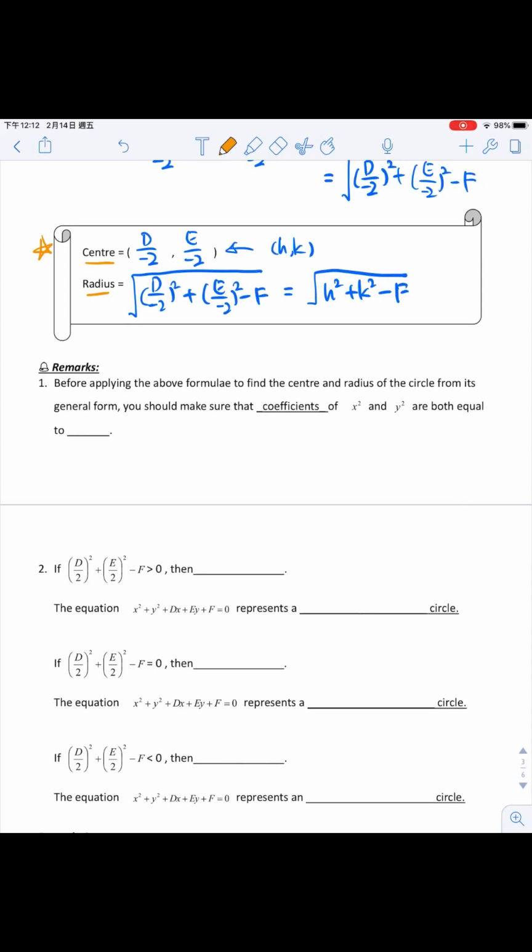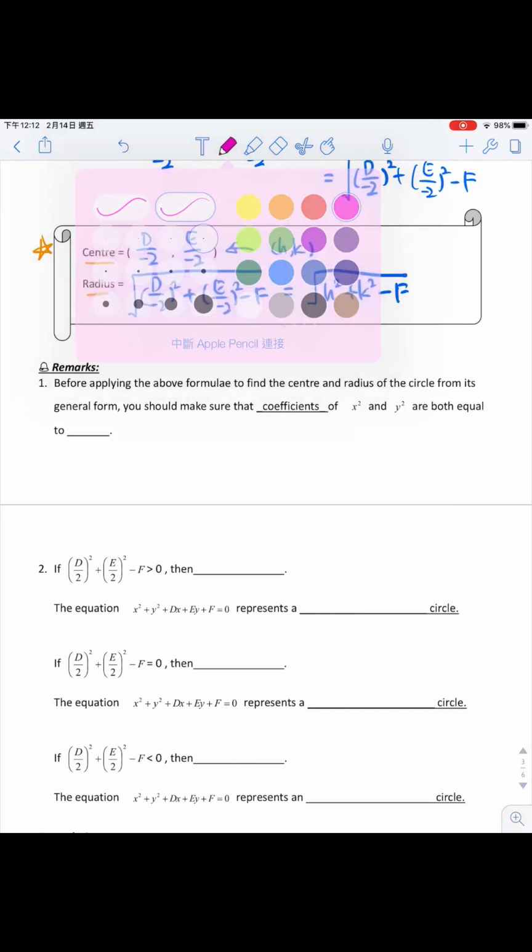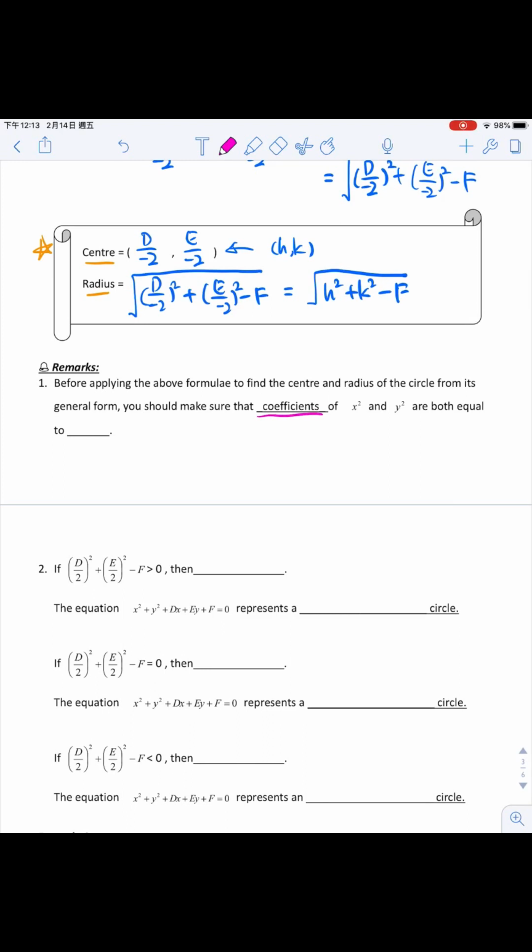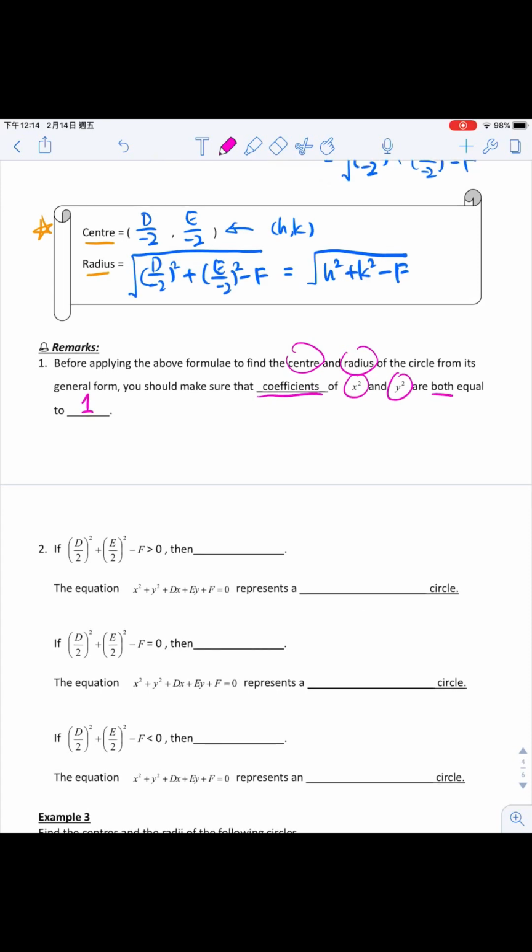There are some points to note here. Before we apply the above formula to find the center and the radius of the circle from the general form, what you should make sure is that the coefficients of x squared and y squared are both equal to 1 in order to use the formulas correctly. Second, we have to pay attention to the term under the radical sign of the radius.